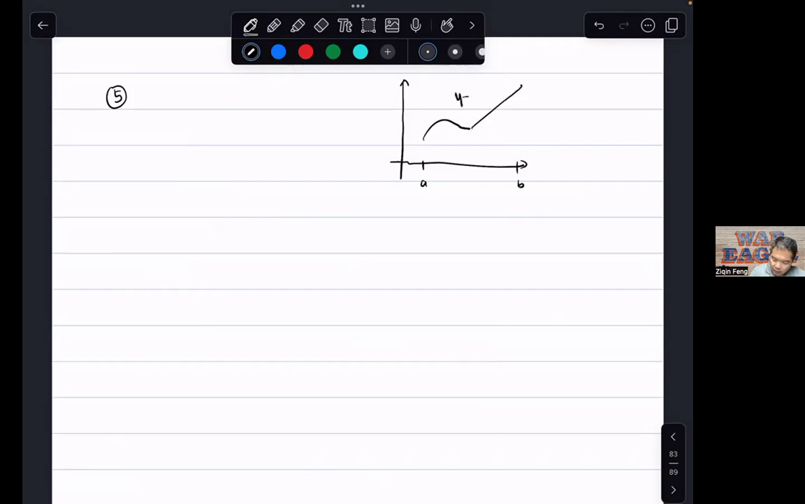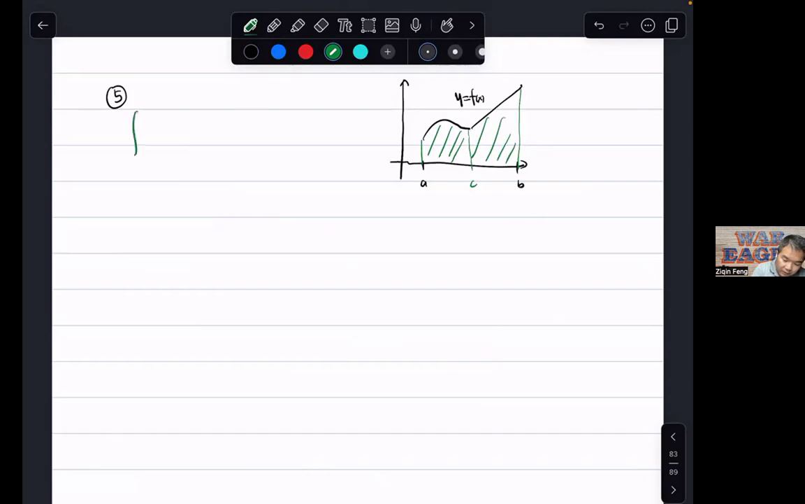This is a function y equals f of x. You can see that there's a special point c here. So this function for sure is integrable, and sometimes you want to integrate it separately, so you can split it.